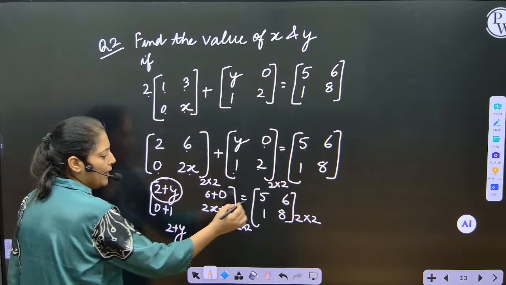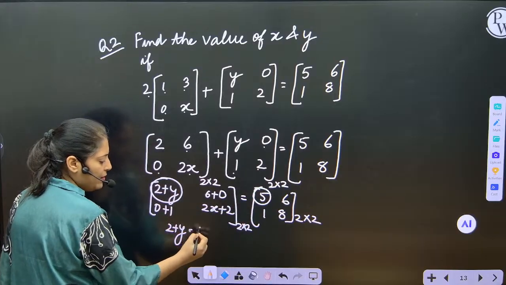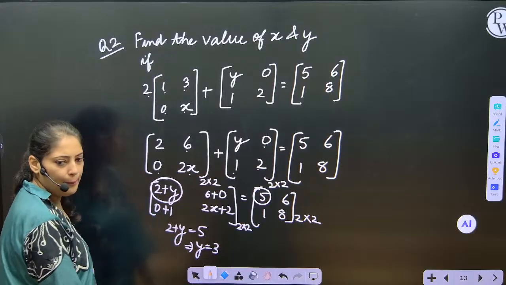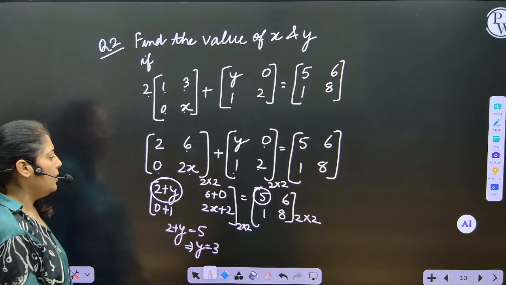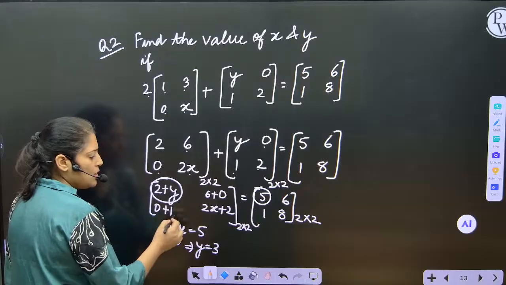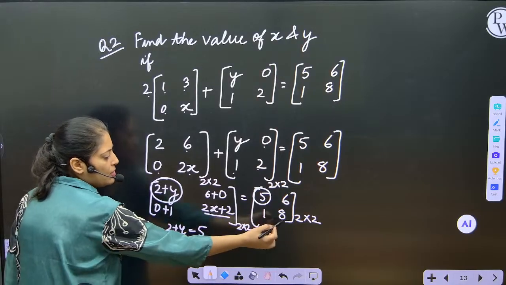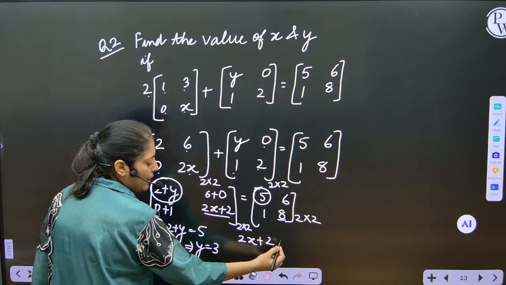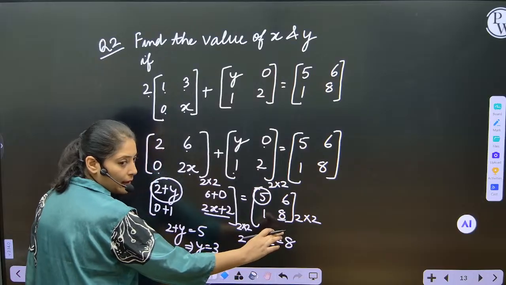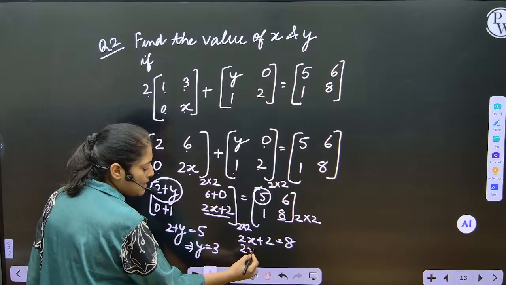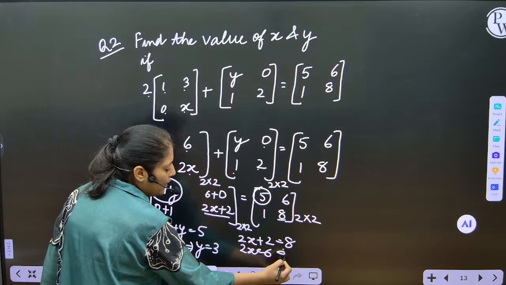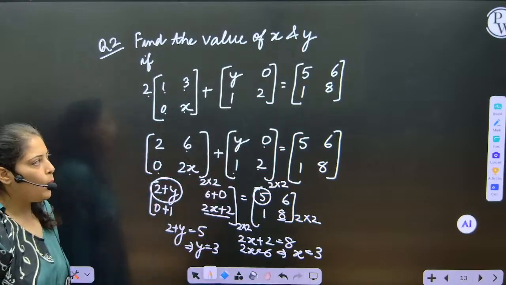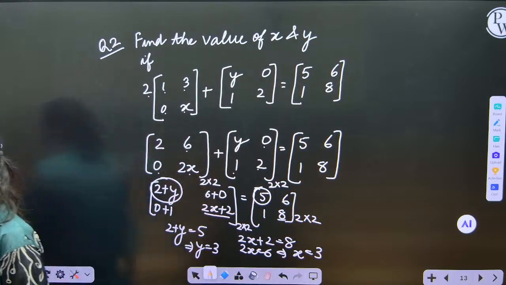2 plus y equals to 5. This implies y value will come out to be 3. 6 plus 0, 6. 0 plus 1, 1. So which is left? 2x plus 2 equals to 8. This 2 will go on the right side. It will become 6. X value will come out to be 3. So x is also 3. Y is also 3.